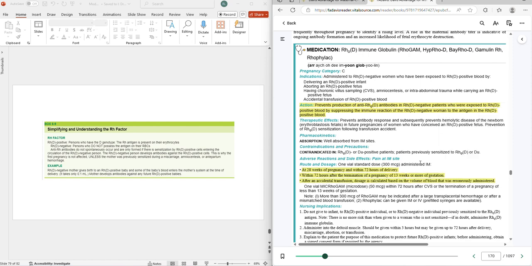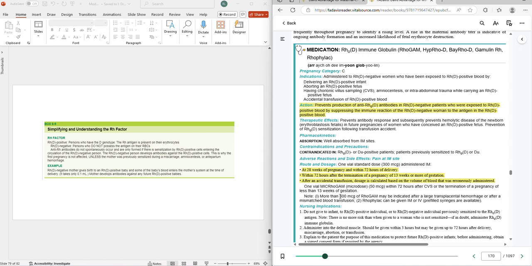So at 28 weeks, and then within 72 hours. So I said between 28 and 32, the book says 28, okay? And within 72 hours. So if they go into preterm labor, what do you do? You get it as soon as they start preterm labor, okay?